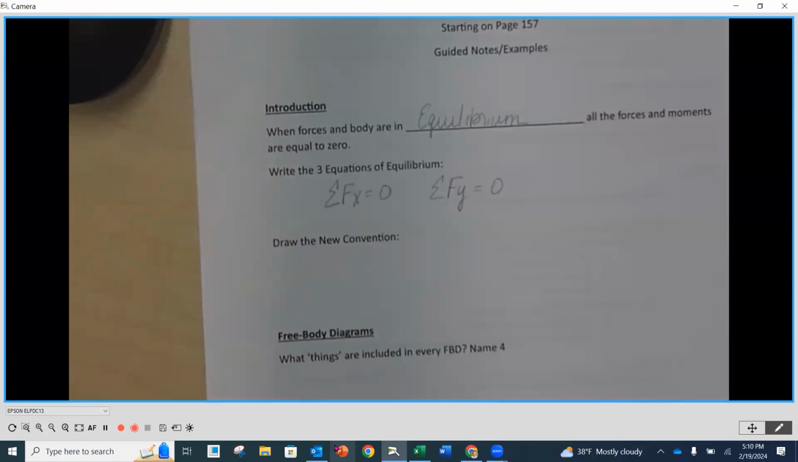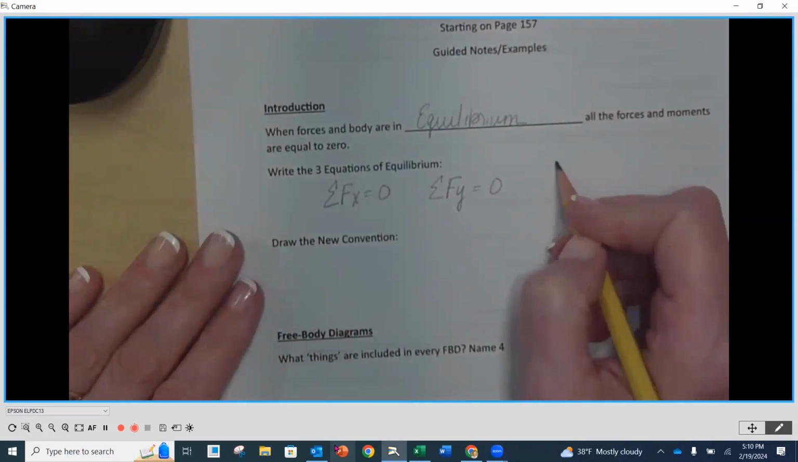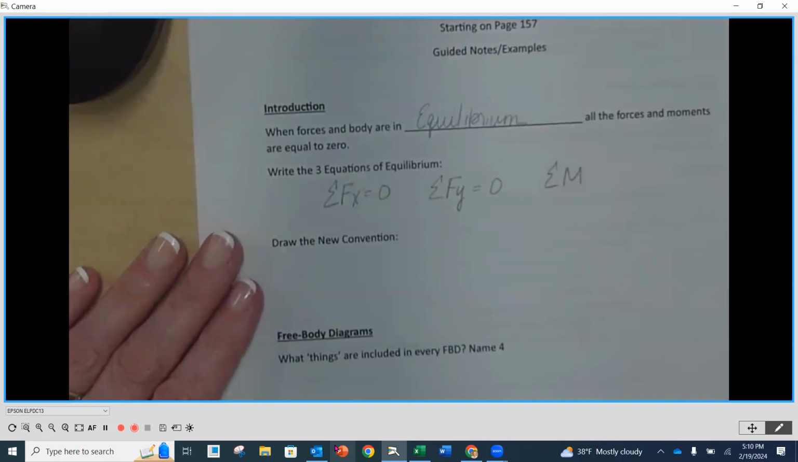But now, because we know about moments now, we're going to also set any moments about a point or an axis.